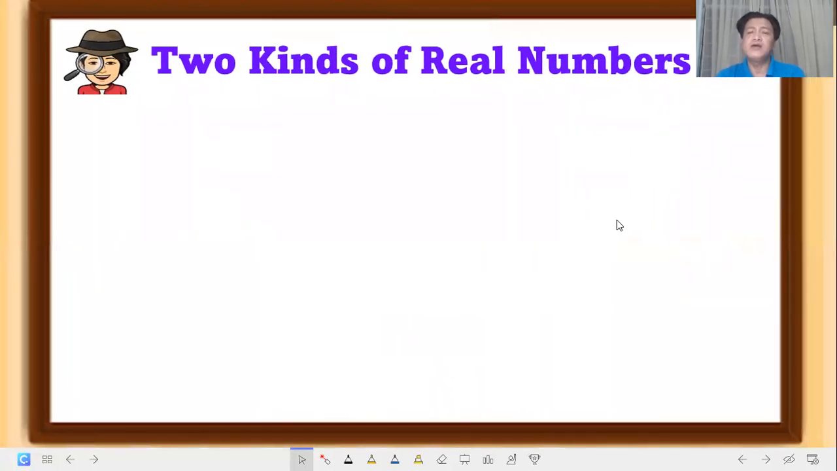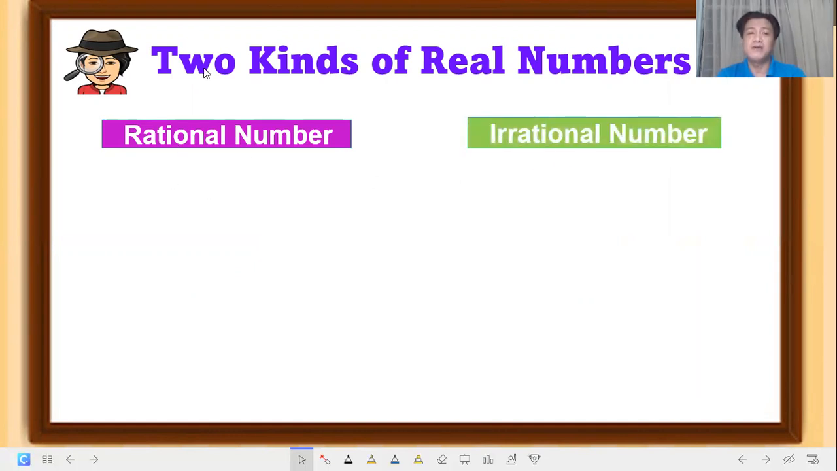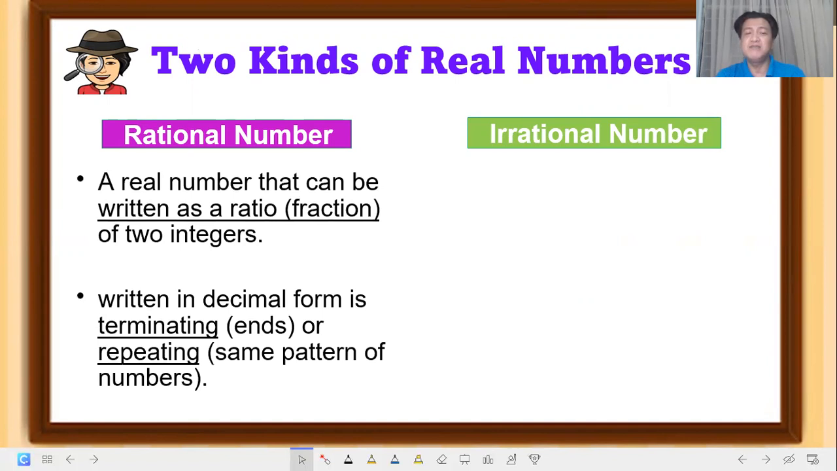So with that, there are two kinds of real numbers. As we recall from the last meeting, we have rational numbers and irrational numbers. Ano po yung pagkakaiba ng dalawang ito? When we say rational number, this is simply a real number that can be written as a ratio. Ibig sabihin, pwede siyang isulat as fraction, or that is a ratio of two integers. And also, written in decimal form, it is either terminating, yun yung may katapusan, or repeating the same pattern of numbers. Ibig sabihin niyan, may limit po yung kanyang decimal.